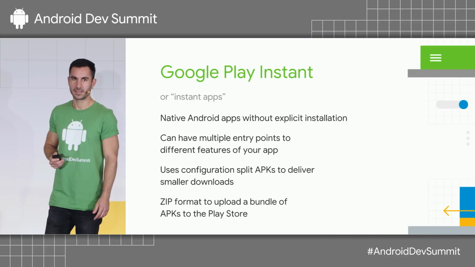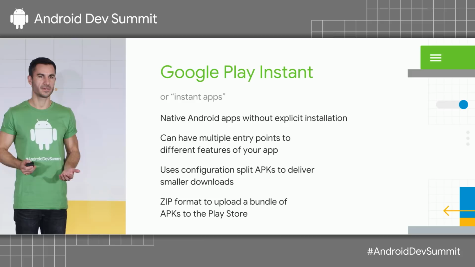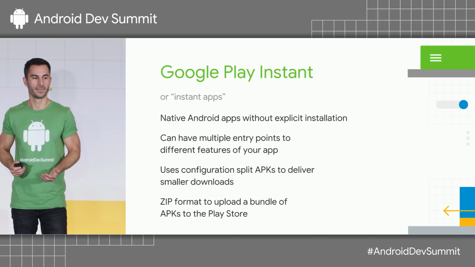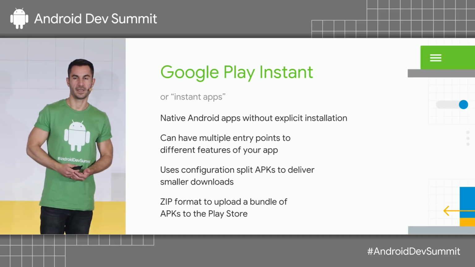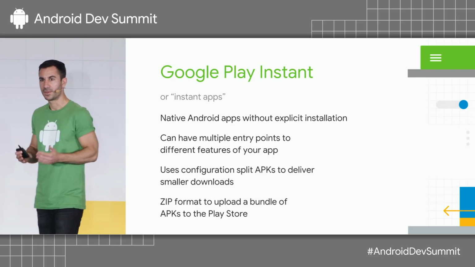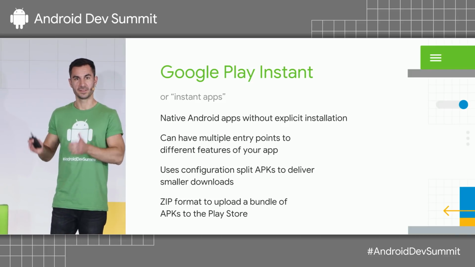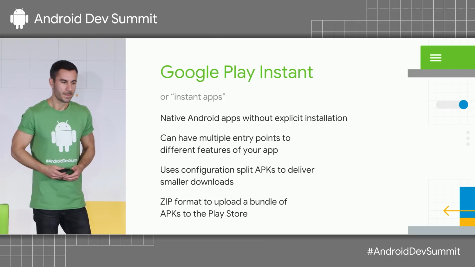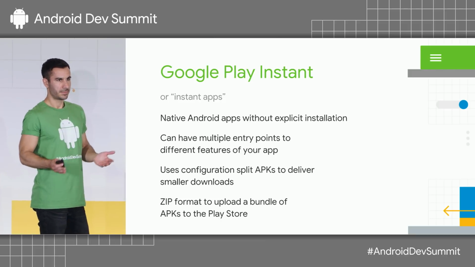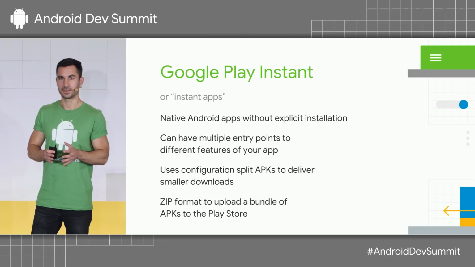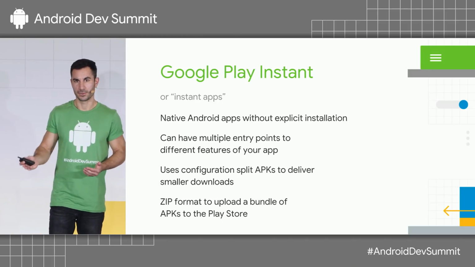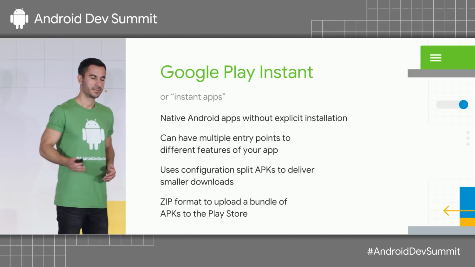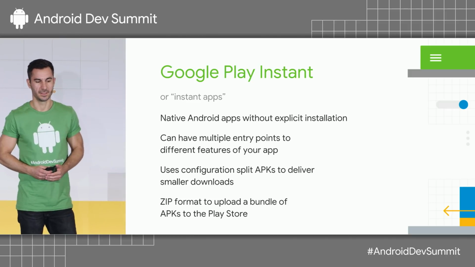So instant apps, it's a technology that we introduced a little over 2 years ago at Google I/O. And it lets you give your users a native Android app experience without them having to explicitly go and install your app from the Play Store. Now, how that works is you split up your app into smaller pieces called features, and the user can reach those via a link, a URL, and also via other means, as we'll see later in this presentation.